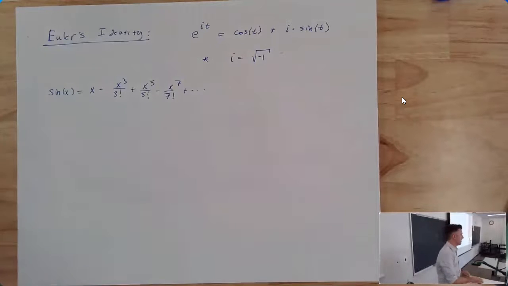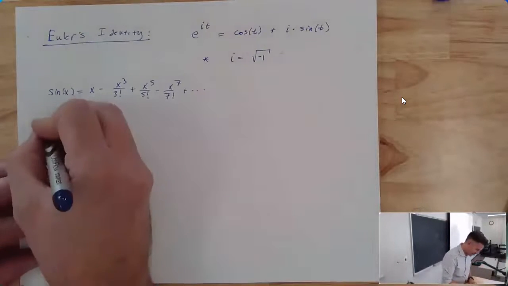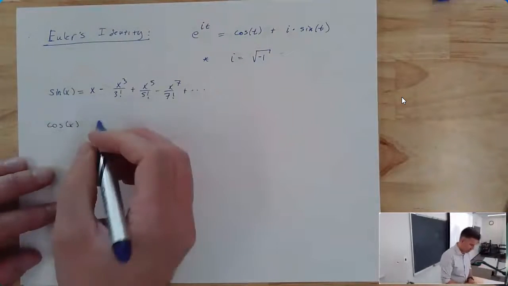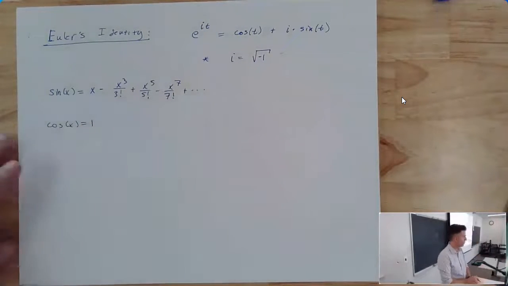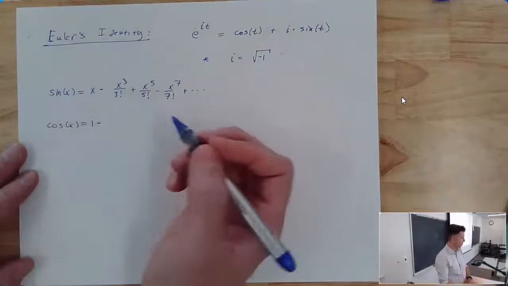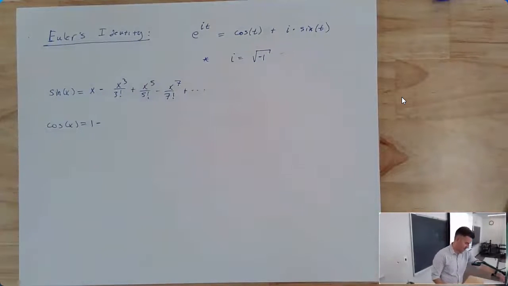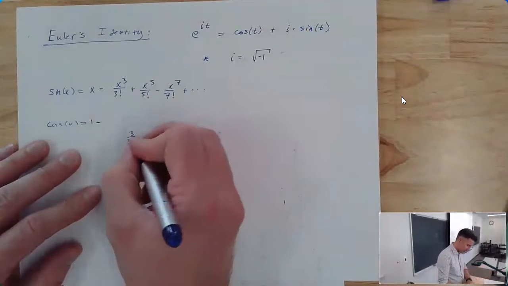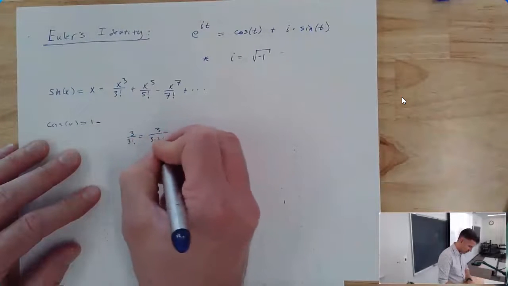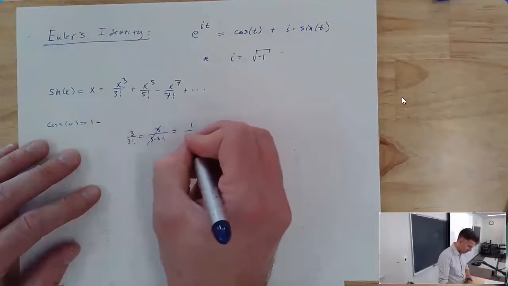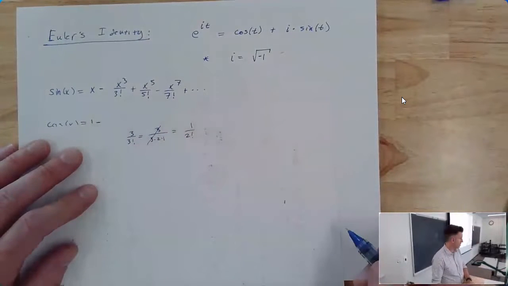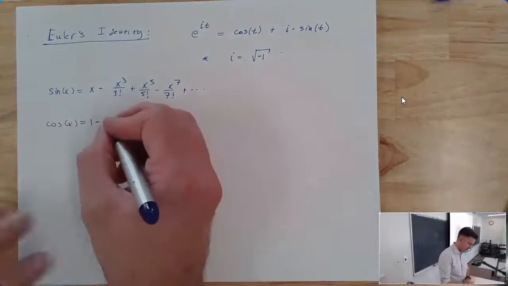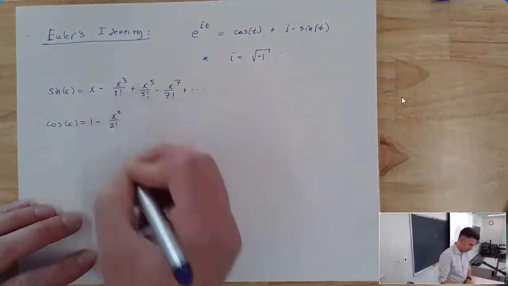And we can find cosine, and let me show you how. What's the derivative of sine? Cosine. So if I take the derivative of sine, I get cosine, and the derivative of x is 1. And the derivative of x cubed is 3x squared. But I want to point out that 3 divided by 3 factorial is 3 divided by 3 times 2 times 1, and the 3's cancel, and you get 1 over 2 factorial. So 3 over 3 factorial is really just 1 over 2 factorial. So you get x squared over 2 factorial.